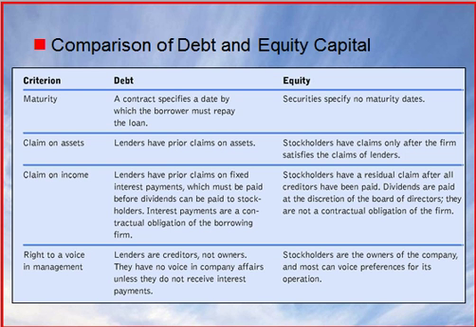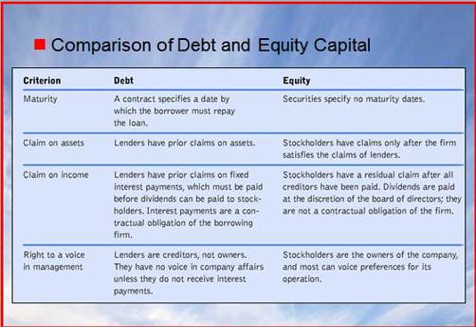One of the main differences between debt and equity capital has to do with maturity. Equity does not have a maturity date. When we issue stock, there isn't some date in the future where it has to be redeemed. With debt, there is a maturity date. A contract would specify a date that the borrower must repay the loan.